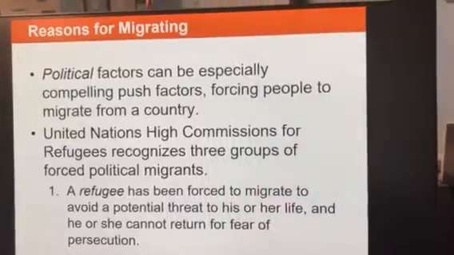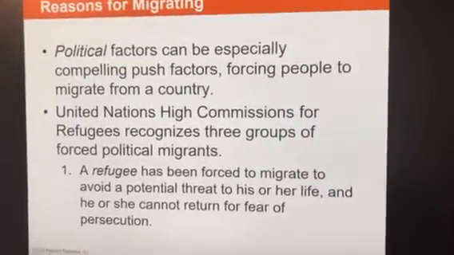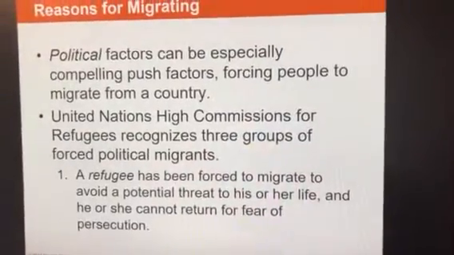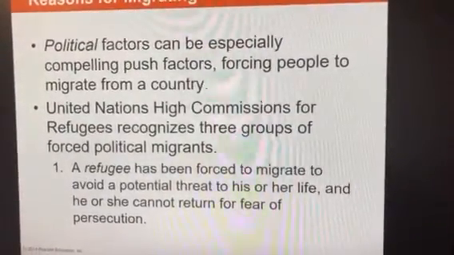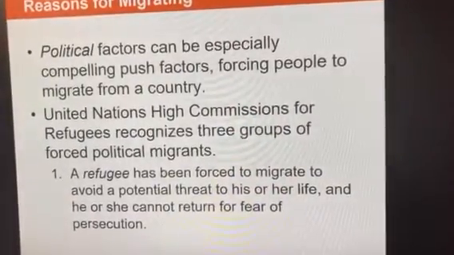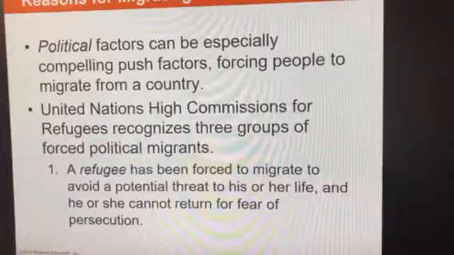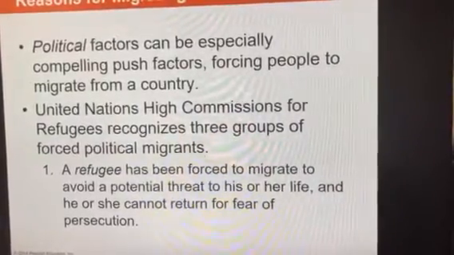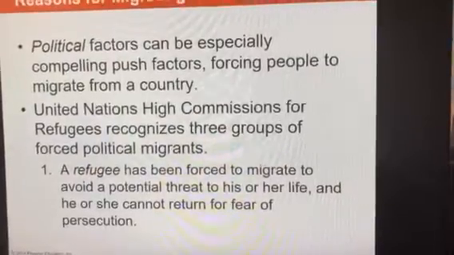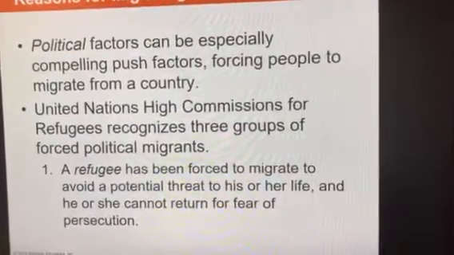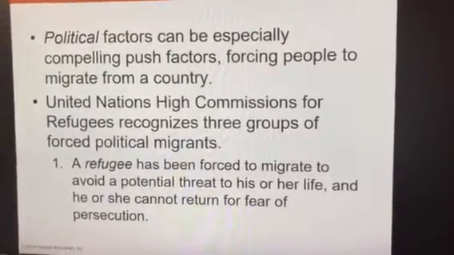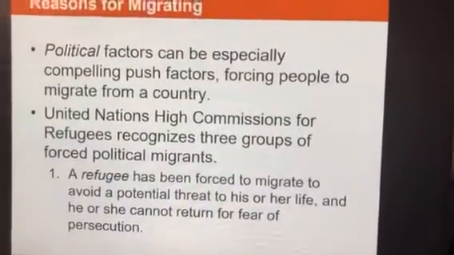When you migrate internationally, we're going to talk about forced migration today. So forced migration falls under 3 categories, at least for political migrants. And the United Nations has a High Commission for Refugees, and they have 3 different groups that they recognize. When we're talking about refugees, we're talking about a political problem. You're looking at persecution. So people have to leave because they are in fear of their life. If they stay, they will be persecuted, and most likely they will be put to death.